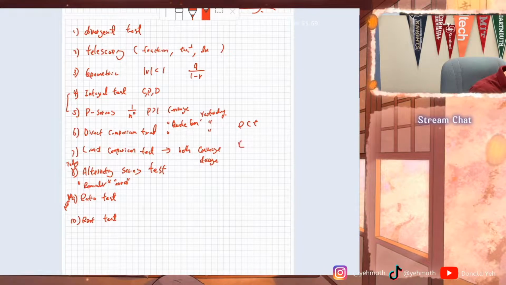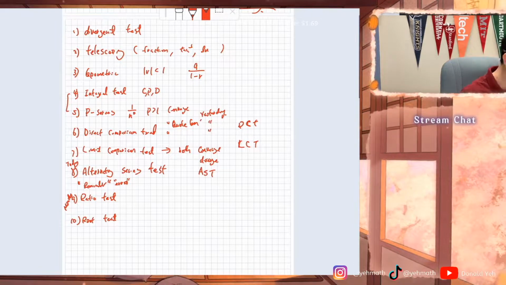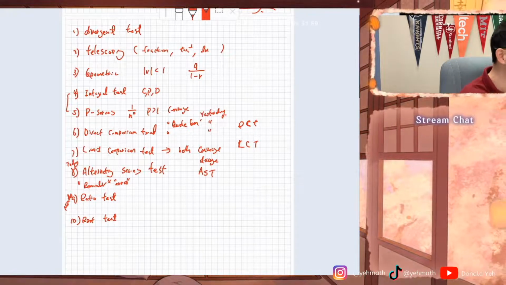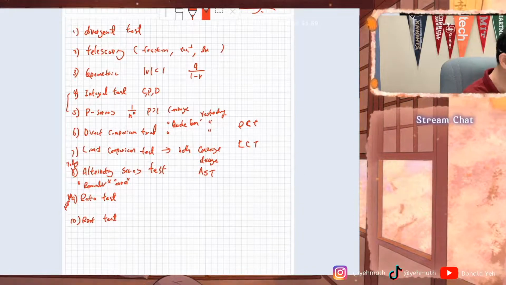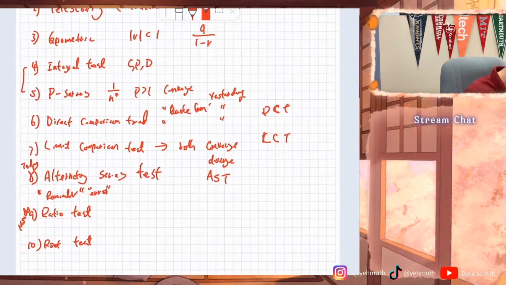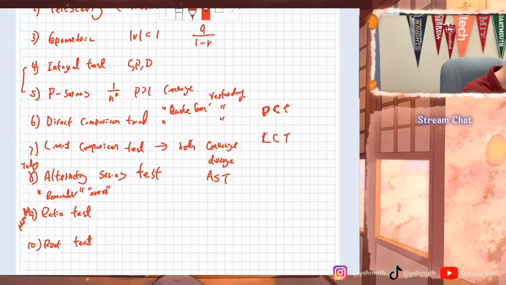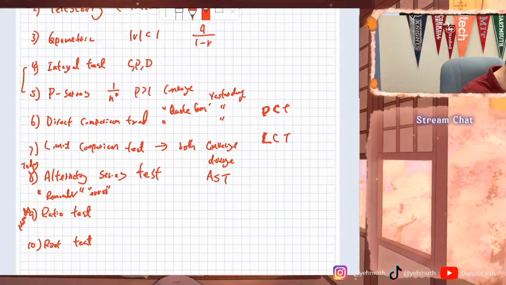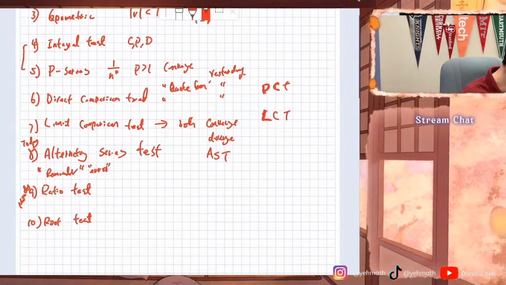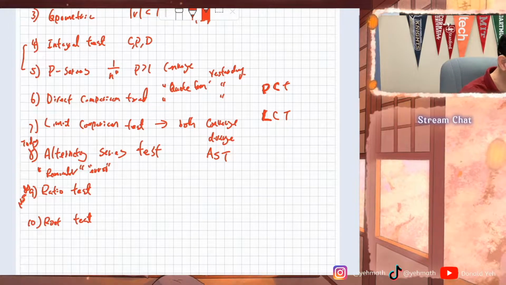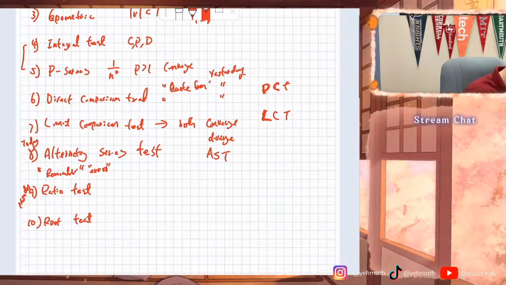So we have DCT, and we have LCT, and then we have AST. AST is the alternating series test. Can you repeat that? Because I can't read that. Which one? This one is direct comparison test, which would be DCT. We're going to shorthand this so you don't have to spend a lot of time writing. Limit comparison test is going to be LCT, and alternating series test is going to be AST.